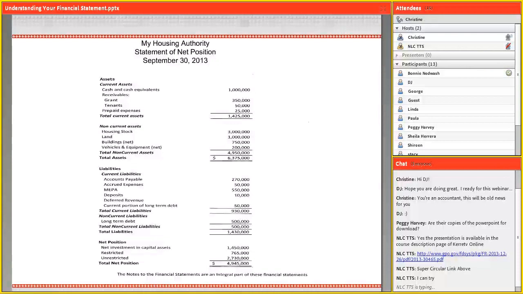Because, again, it's not your money. Those deposits that people have made do not technically belong to you until, if that person moves out and forfeits the deposit, then it's your money. But while they're still living there, that's not yours.